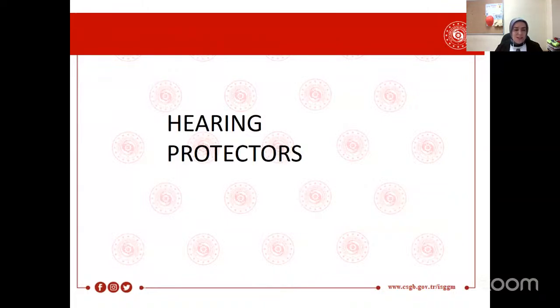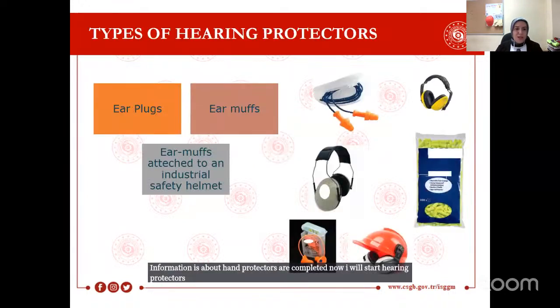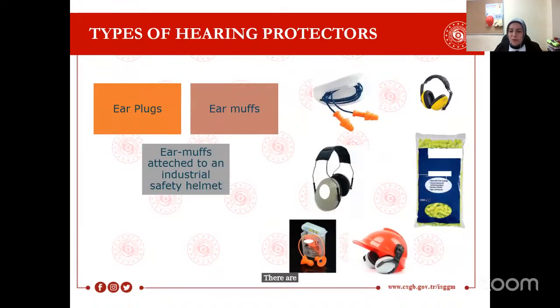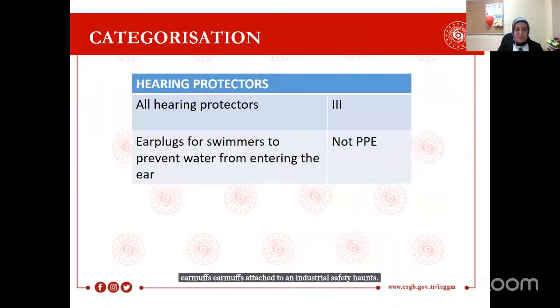Information about hand protectors is completed. Now I will start hearing protectors. There are 3 types of hearing protectors that we inspect in the markets. They are earplugs, earmuffs, and earmuffs attached to an industrial safety helmet. About categorization, all hearing protectors are category 3. That means we should see the notified body number under the CE mark on the hearing protectors.